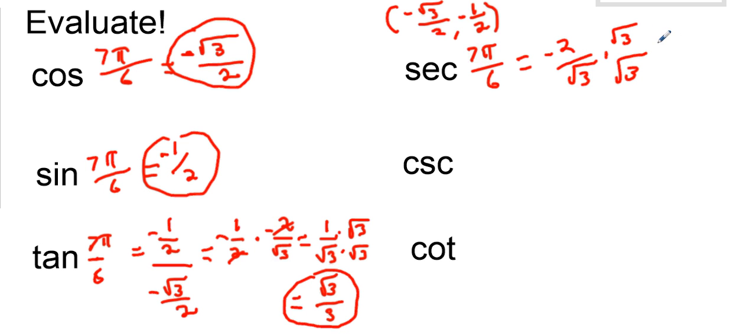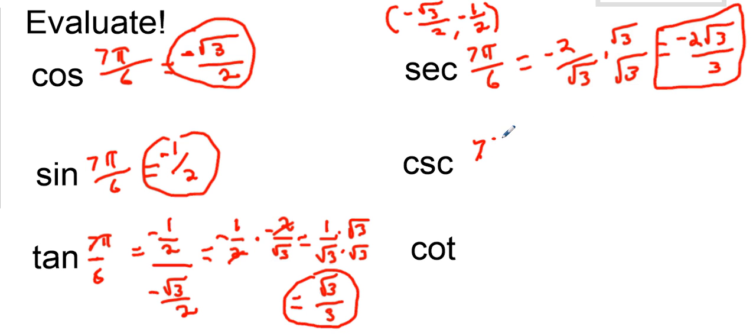So I'm going to simply rationalize by multiplying again by the denominator. So that's negative 2 square roots of 3 all over 3. Now we have our secant value. Okay, cosecant is paired up with our sine value, and I love the sine one. That's a quick, easy reciprocal, no rationalizing. That's simply negative 2 over 1 or negative 2.